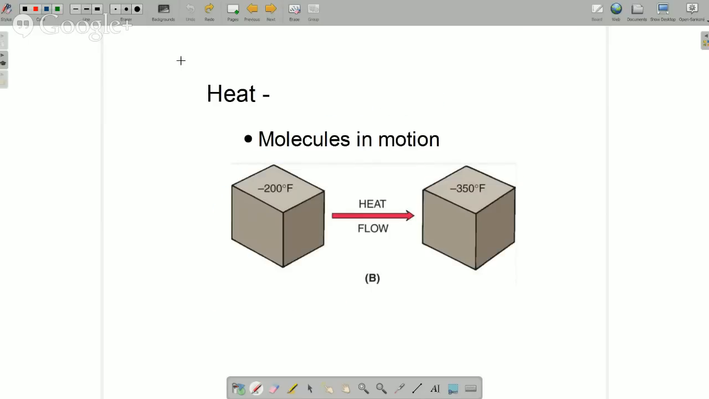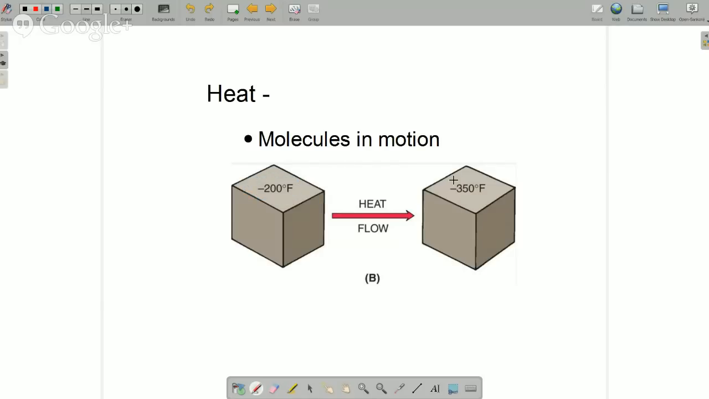Okay, so quick review. We need to remember that heat is actually molecules in motion. The faster these molecules vibrate and move around, the more heat we have. And I like to tell my students to get cold and cool out of their vocabulary and talk about more heat and less heat.